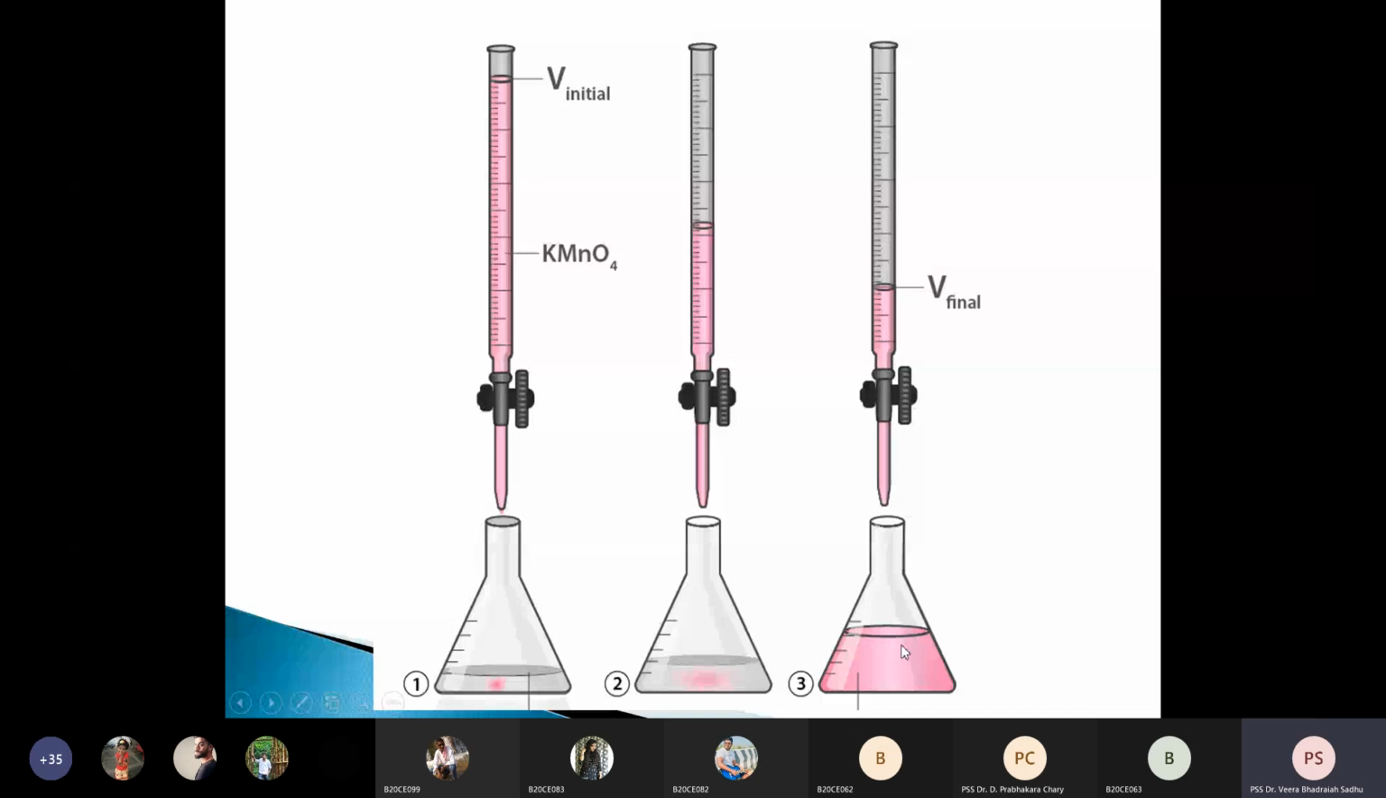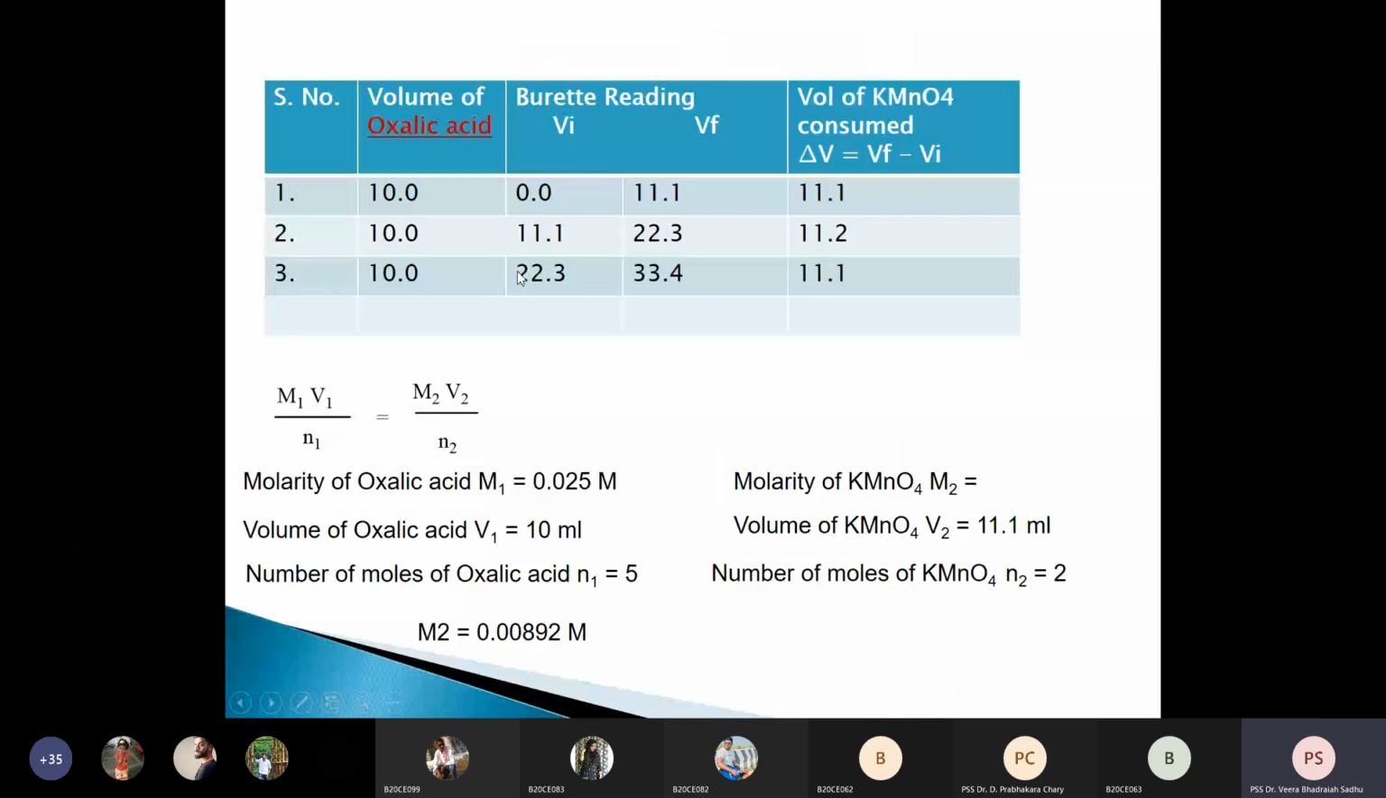So you note down the values in the table. Here, the volume of oxalic acid and your burette readings. For example, 11.1 is your burette reading out of 3 titrations. So you know the formula M1 V1 by N1 is equal to M2 V2 by N2.